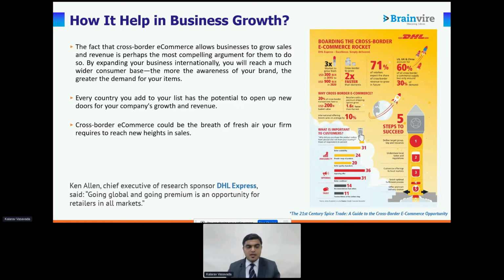Ken Allen, who is working as an executive researcher at DHL Express, has said going global and going premium is an opportunity for retailers in all markets. So definitely we as customers, we as merchants need to think about how to go global and how to sell premium things in order to make your customers successful.